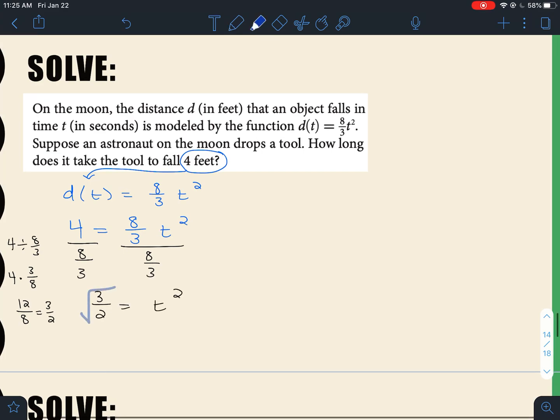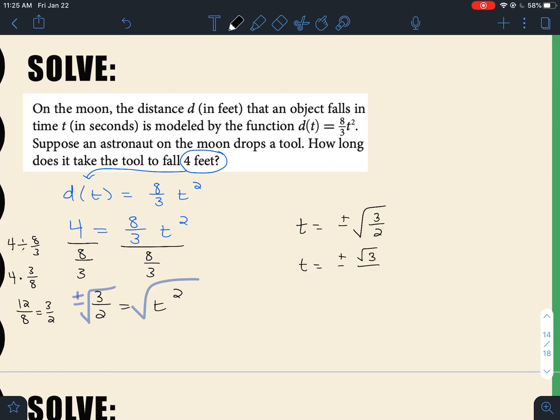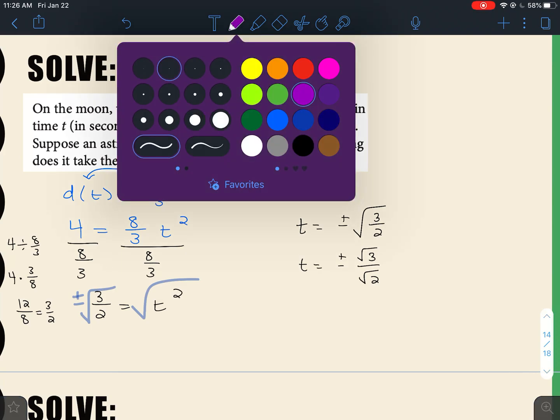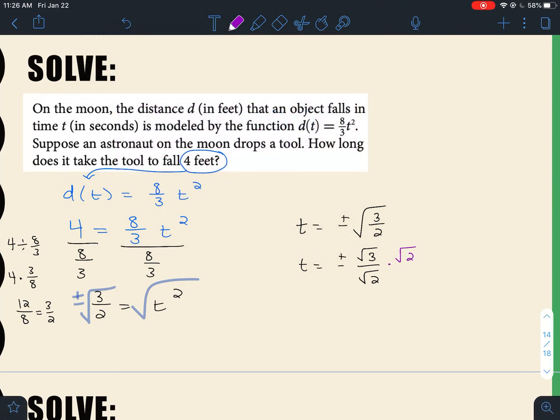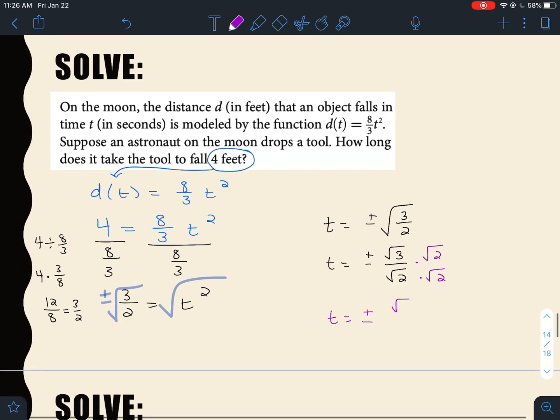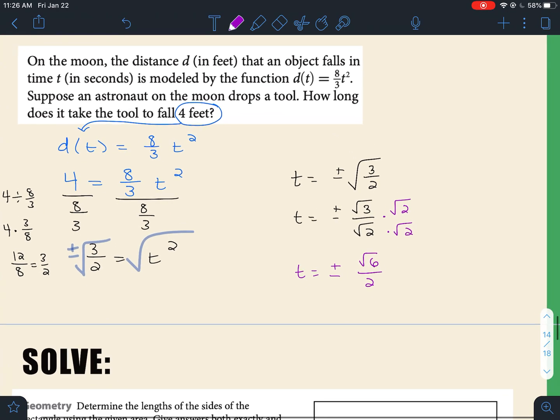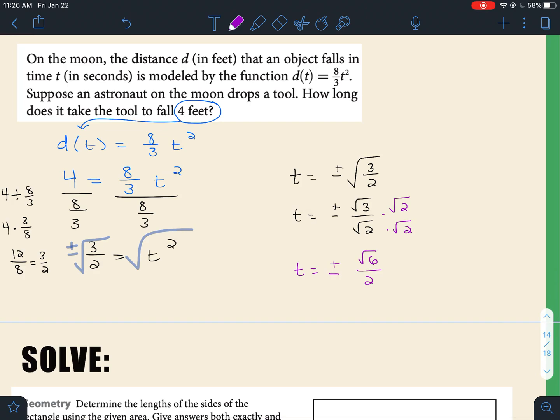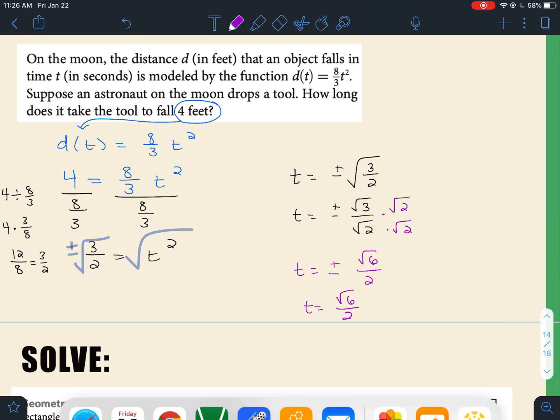And then we would take the square root of both sides, and then plus or minus. So t is going to equal plus or minus the square root of 3/2. And then we can break that up, square root 3 over square root 2, and then rationalize the denominator. So times square root 2 over square root 2. So my time is going to equal plus or minus the square root of 6 over 2. But since we're talking about time, time is only going to exist on the positive side of the axis. So the time is going to be the square root of 6 over 2.